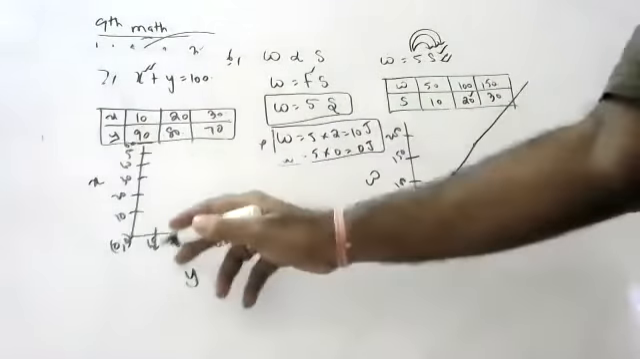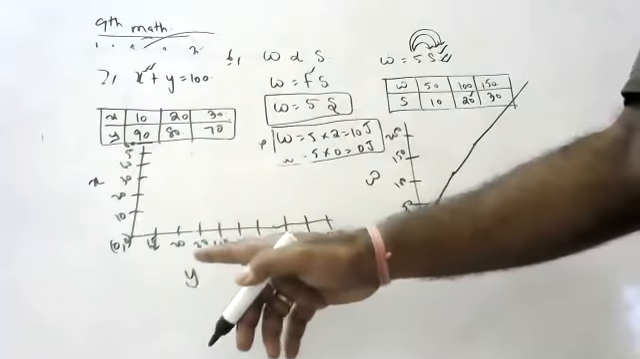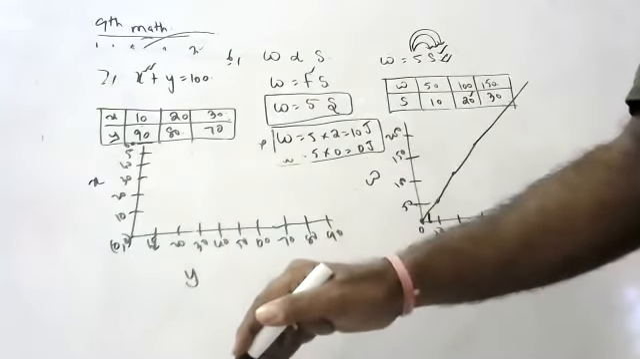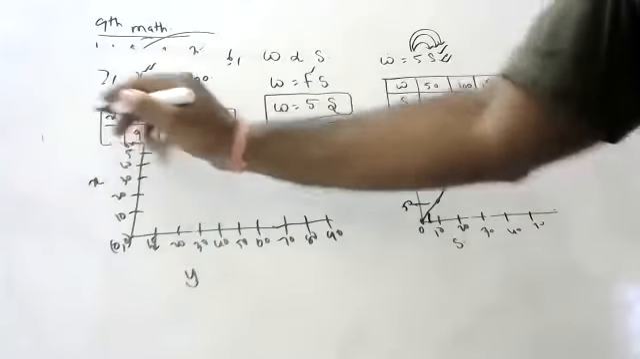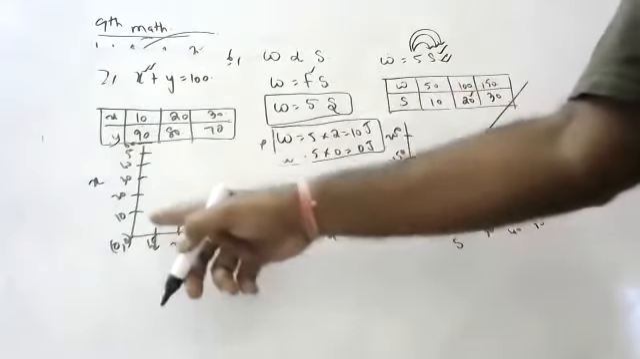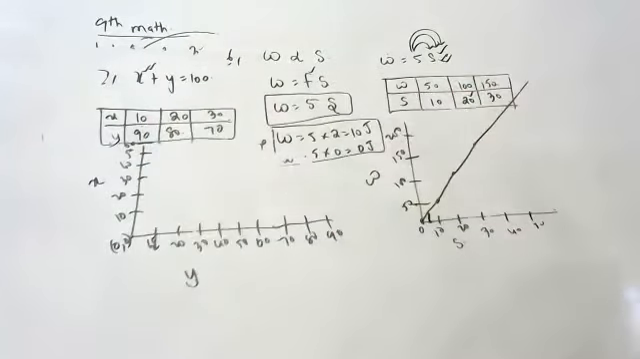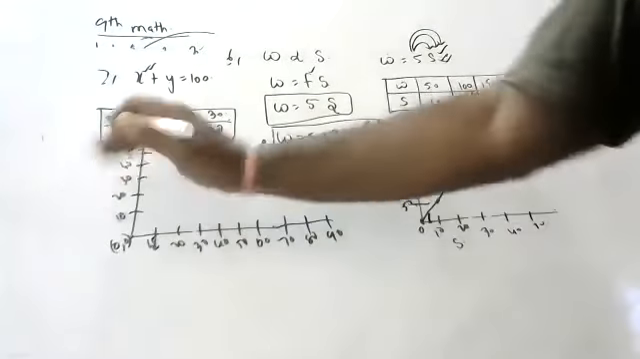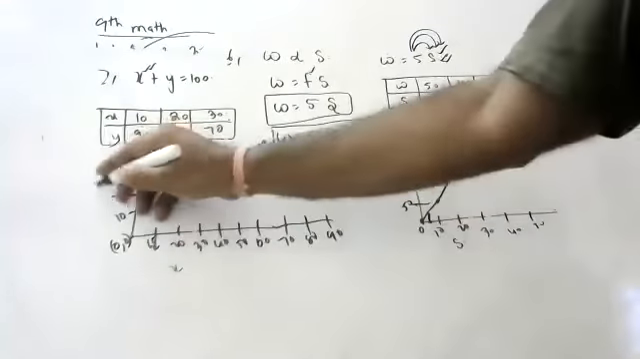Okay, so don't get confused, children. Okay, this is x and okay. Now x is 10, y is 90. Are you getting confused, children, with this? You will get confusion. Okay, children. This is only x, this is only y.